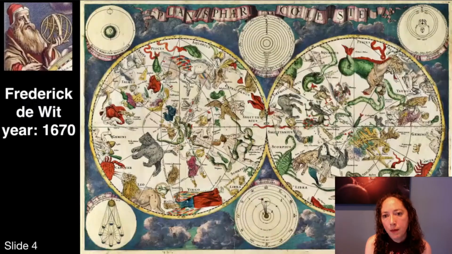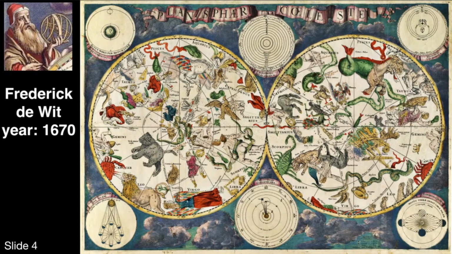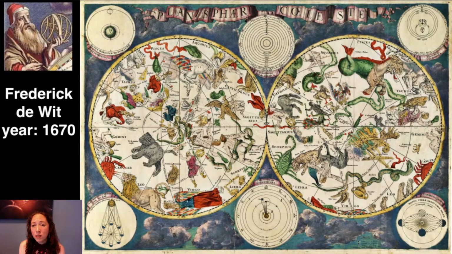This next image, around the same time as Johannes Bayer's catalog, is this image by Frederick de Wit. And it's a planisphere. If you've ever done nighttime observing, you might remember these wheels that you take outside with you, that you can spin, that you can see exactly what's up in your nighttime sky. These were used for navigation purposes. And in this, it's a very artistic view. And that's in part because Frederick de Wit, who created this, was both a cartographer, a map maker, and an artist.